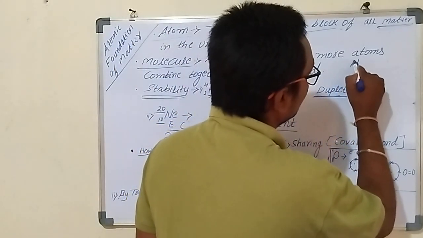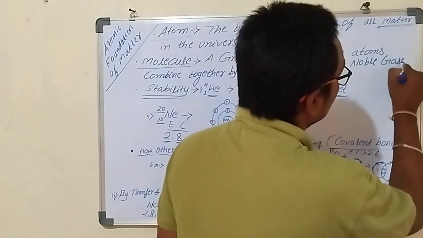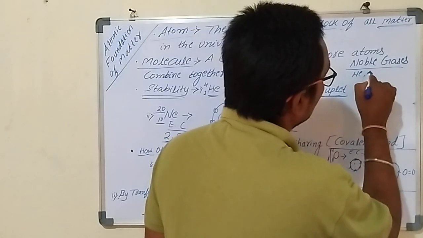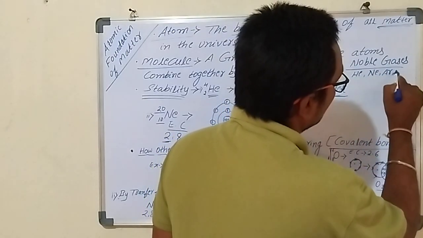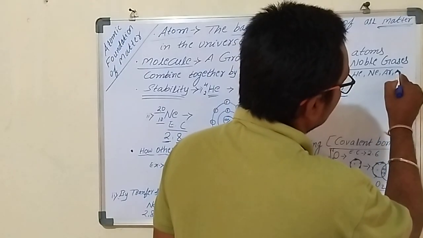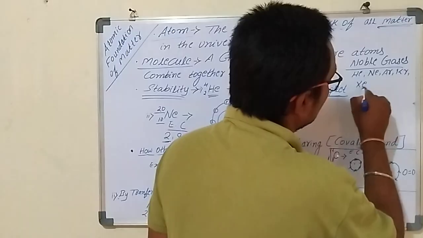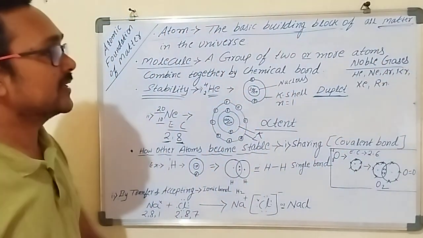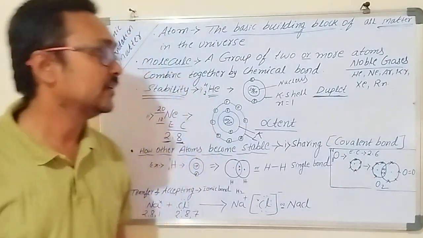They are noble gases: helium, neon, argon, krypton, xenon, radon. Total 6 noble gases: helium, neon, argon, krypton, xenon and radon.